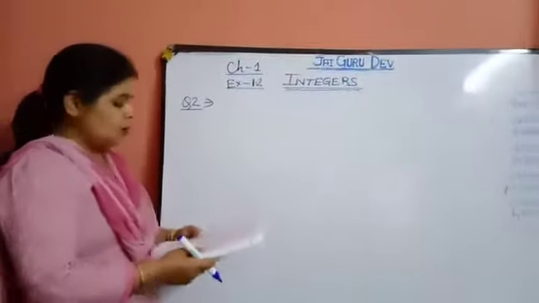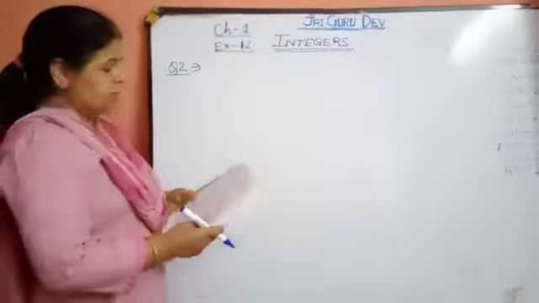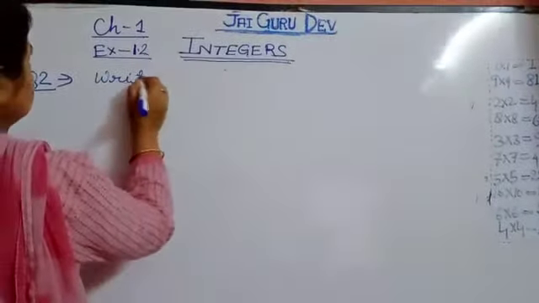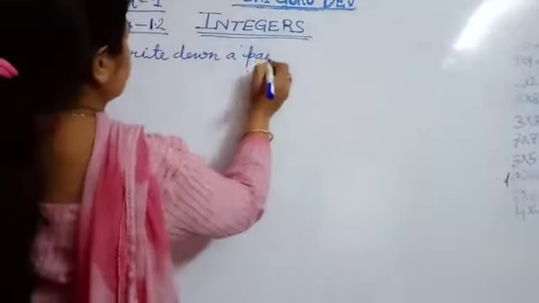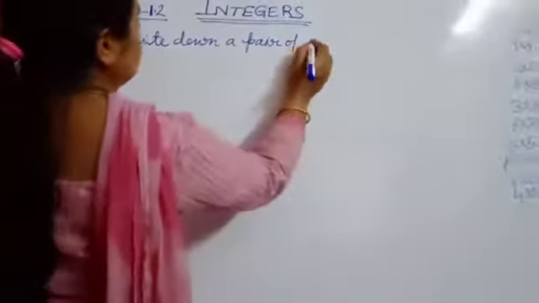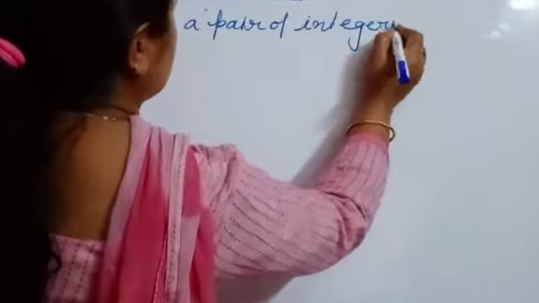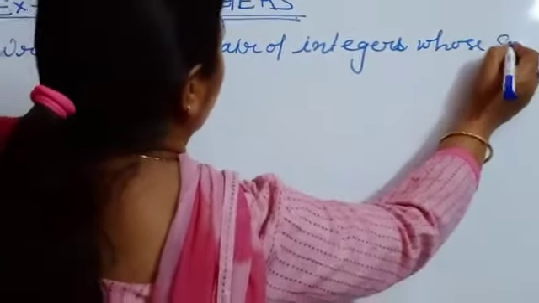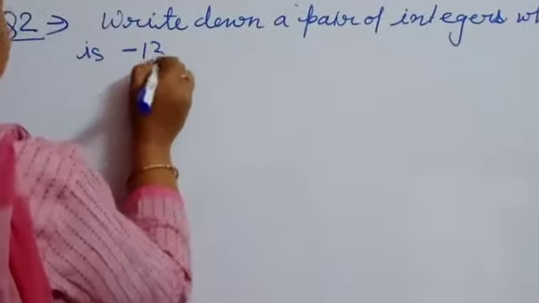See that, beta. Now question number 2. Write down a pair of integers whose sum is minus 13. Okay. Write down a pair of integers whose sum is minus 13.